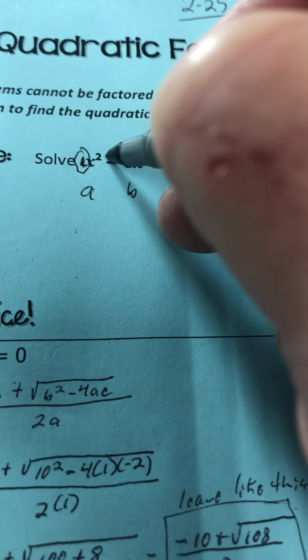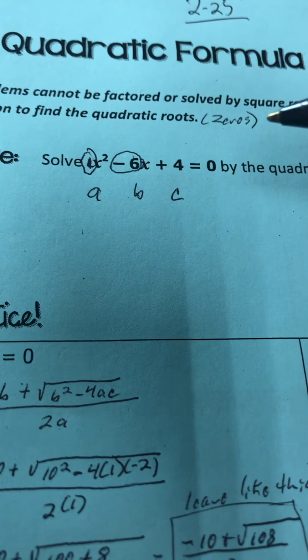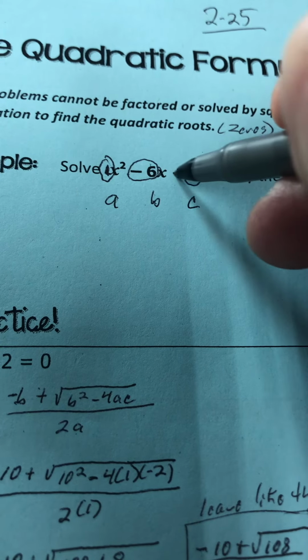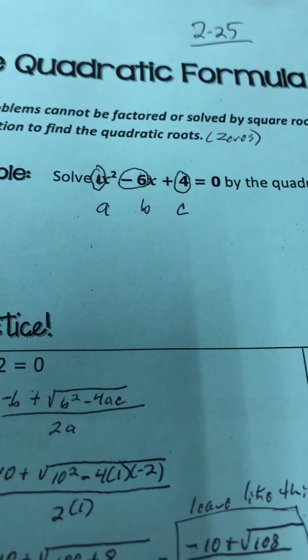B is this number right here, and that negative there, because it's minus 6, becomes a negative 6. And this is only a 4, a positive 4. But if there was a negative here, we need to remember that that was a minus 4.